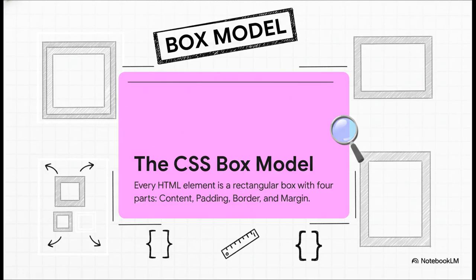Next up, let's talk about the absolute foundation of all CSS layout, the box model. It's this incredibly simple but profound idea that every single thing on a web page is, at its core, a rectangle. And understanding the four parts of this rectangle, well, it's completely non-negotiable.